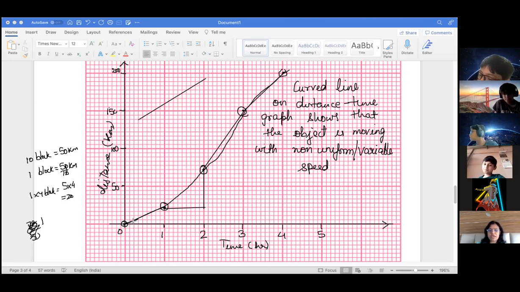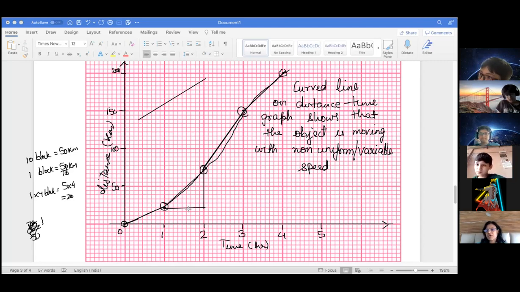But here, this portion speed will be different. This portion speed will be different. This portion speed will be different. And this portion speed will be different. So in all the portions speed will be different. So that is why you are not getting a single straight line, you are getting a curved line.